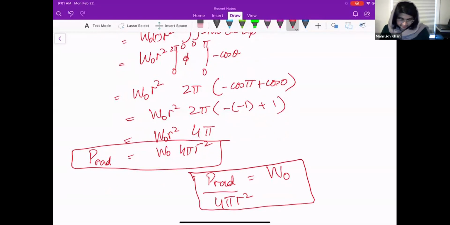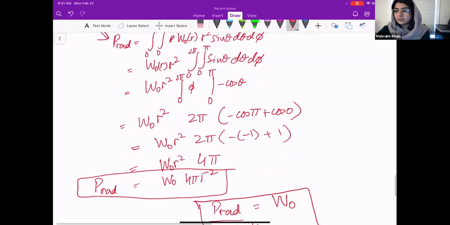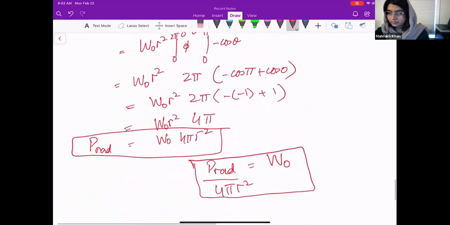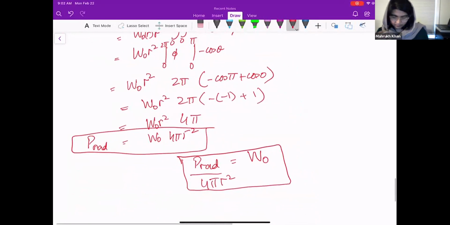Actually, I want to do one more example, but we are good about this. You just have to take the surface integral of power density to find the total power. Or maybe let's stop it here, okay? I will do this example next time.